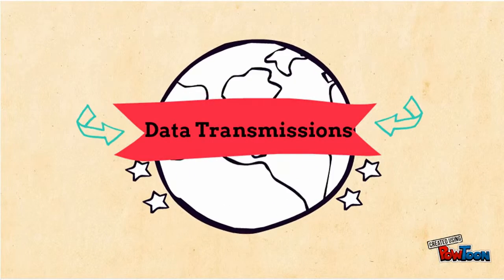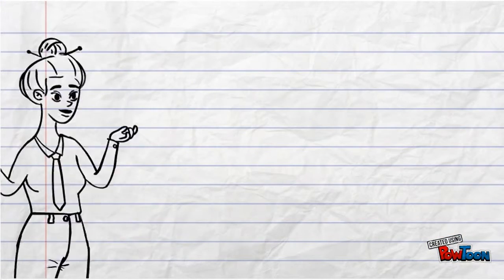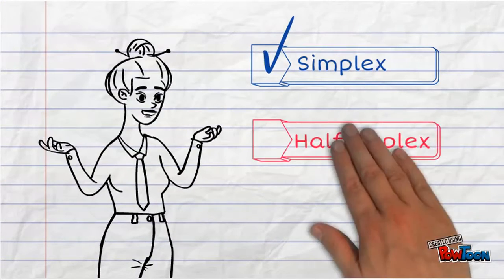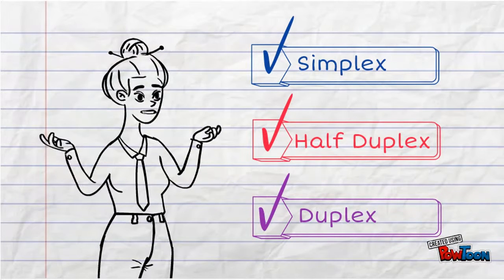An introduction to data transmission. There are three varieties of data transmission, varied in the direction of transmission: simplex, half-duplex and duplex.